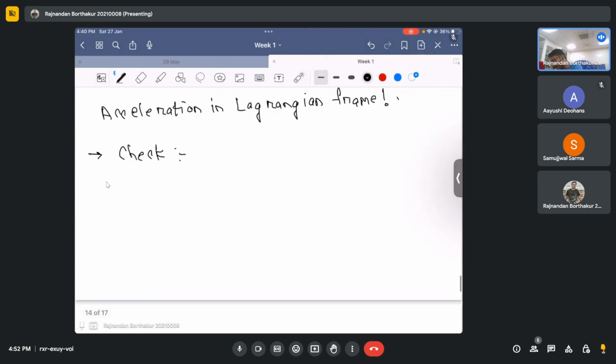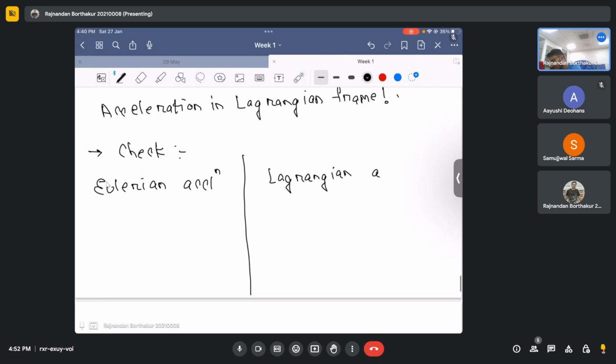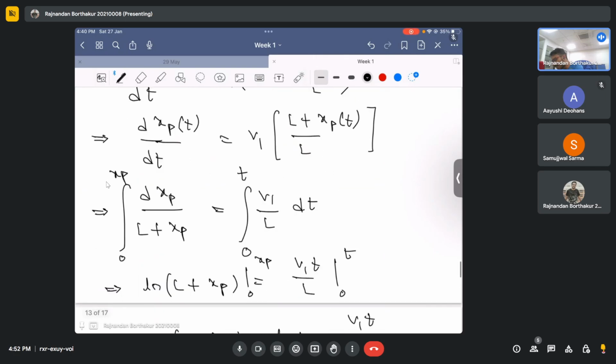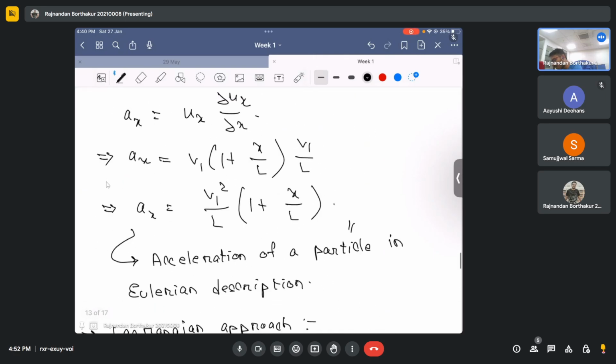So what I mean to say is that let us now write down the Eulerian acceleration that we got. In one column, let us write down the Eulerian acceleration, and in another column, let us write down the Lagrangian acceleration. So this is the Eulerian acceleration, right? I will indicate it by a box, of course.